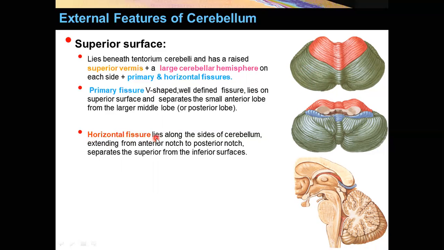The horizontal fissure, which lies along the side of the cerebellum, extending from the anterior notch to the posterior notch, separates the superior from the inferior surface. Now, what you see here is the superior surface. This is the horizontal fissure, which separates the superior surface of the cerebellum from its inferior surface.